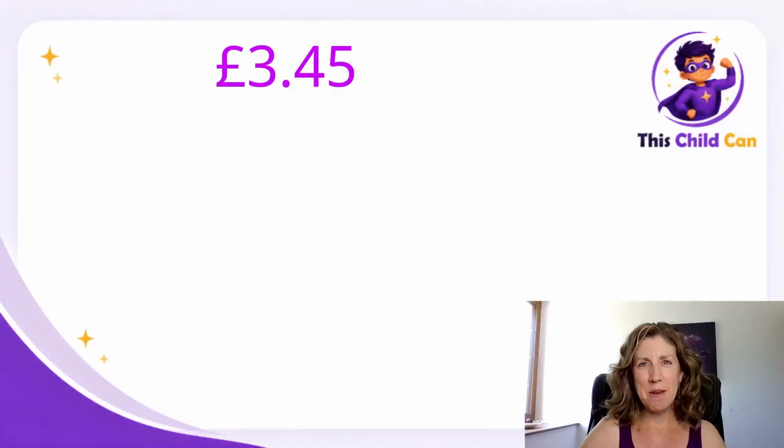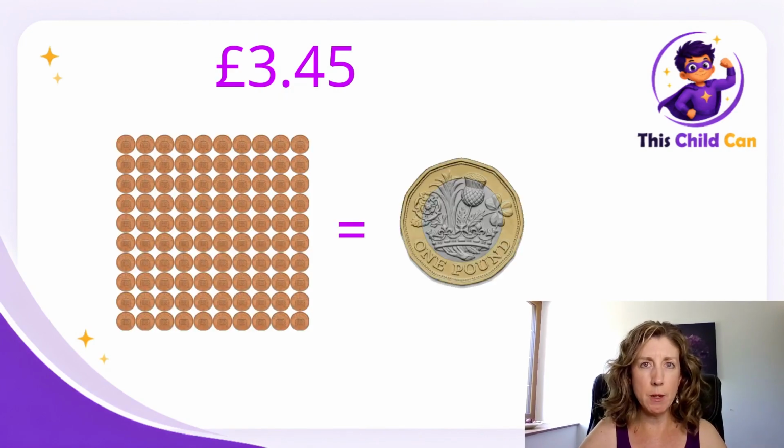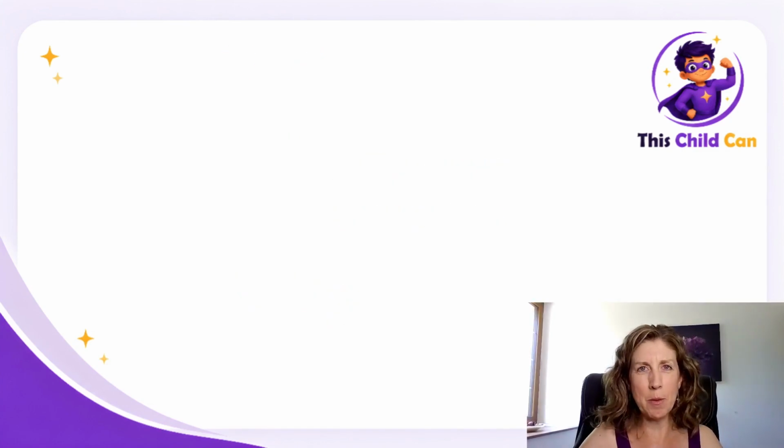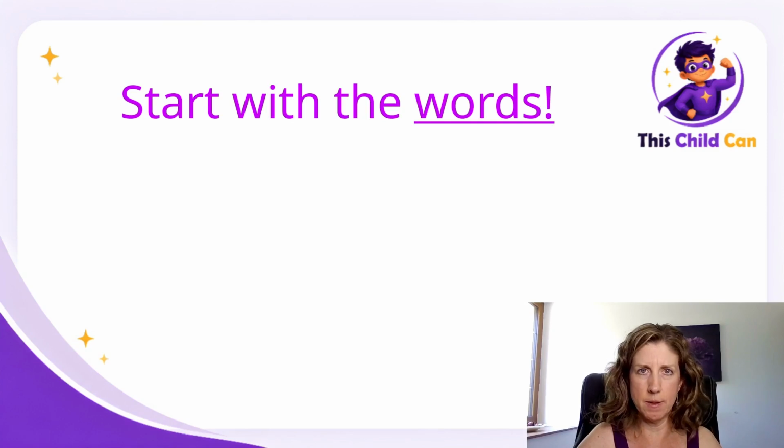Welcome back. In this lesson about money word problems, we're going to be focusing on what exactly the question is asking before we decide how to calculate. It's called the money story. Here we have £3.45. There are 100 pence in a pound, so £3.45 is the same amount as 345 pence. Now this lesson is not about converting money, but children need to understand this idea before they can solve money problems effectively. So with a word problem, we want to start with the words, not with the numbers.